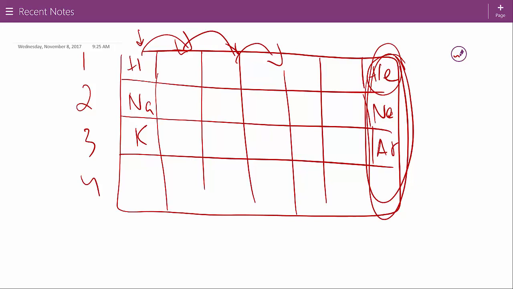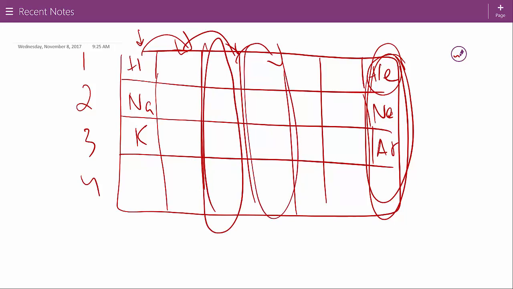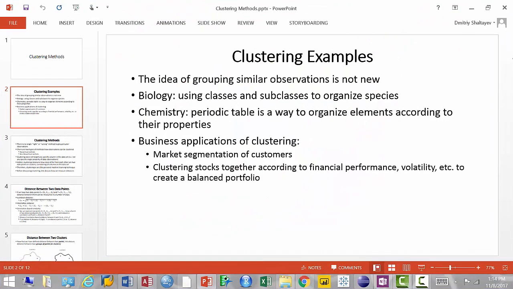So therefore, every group of elements, every vertical group, every column of the periodic table contains elements which behave in a very similar fashion chemically, right? They have similar physical properties. They have similar chemical properties. So chemistry, essentially, when it comes to properties of elements, deals with clustering, right? The periodic table is another example of clustering, okay?